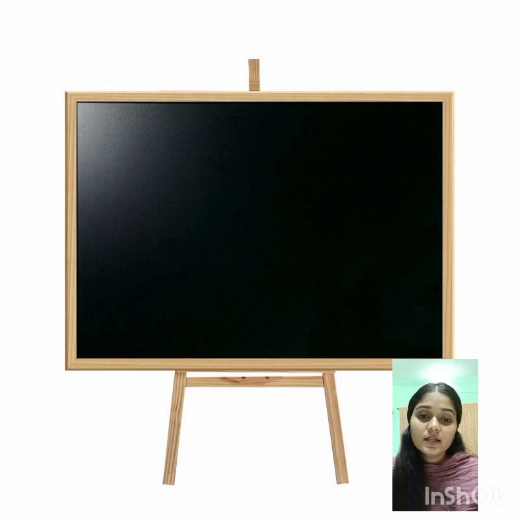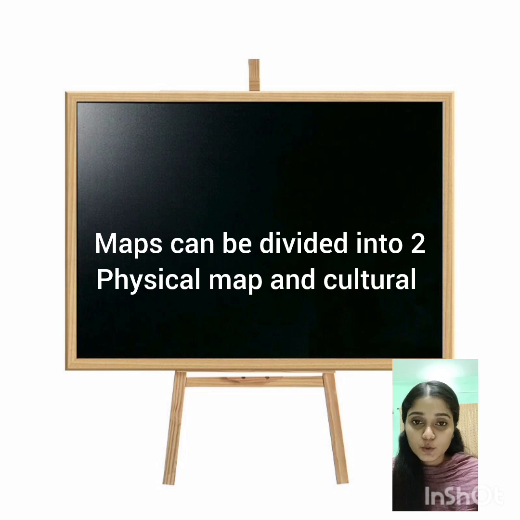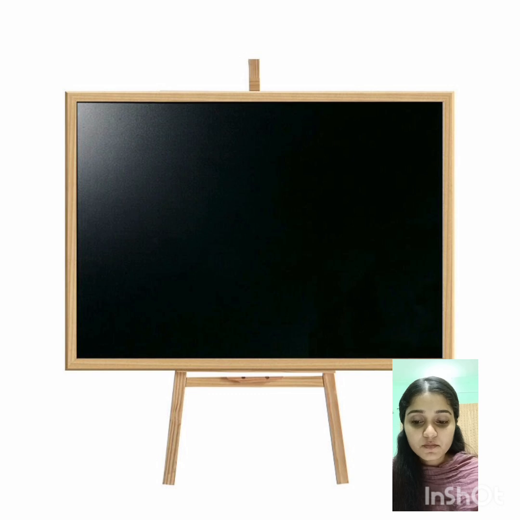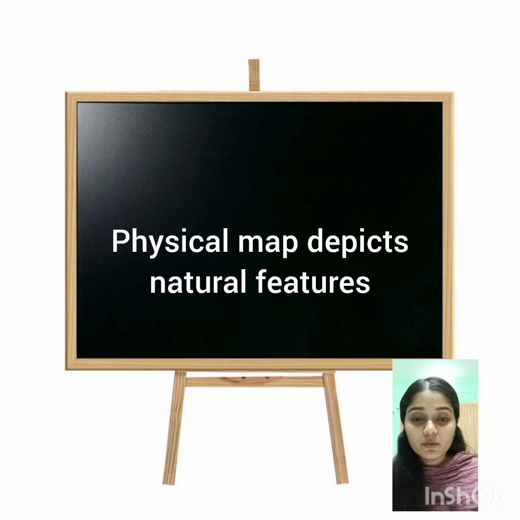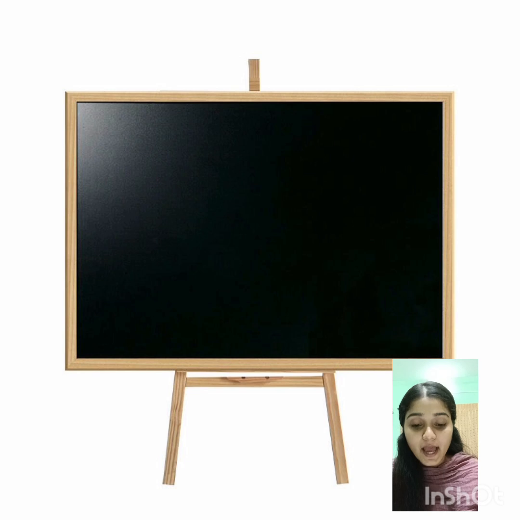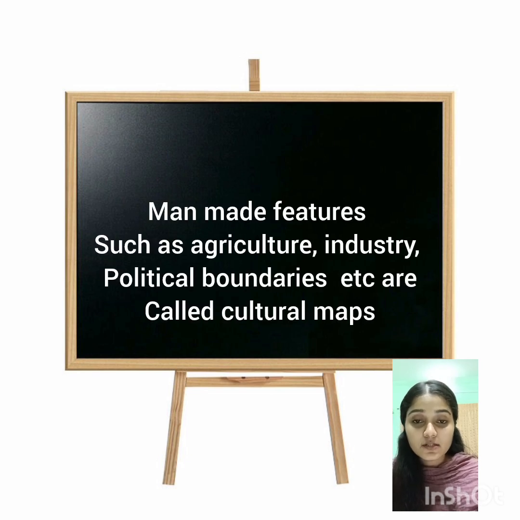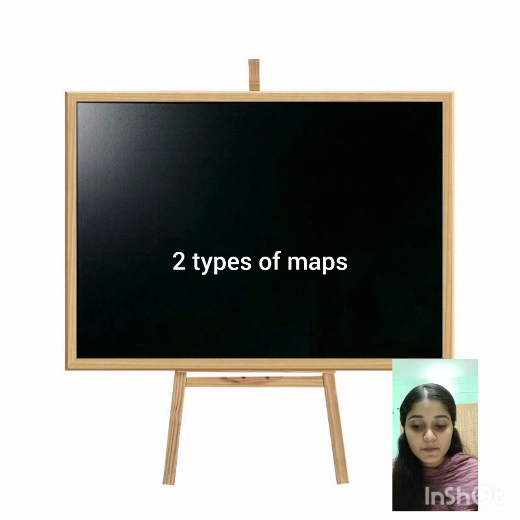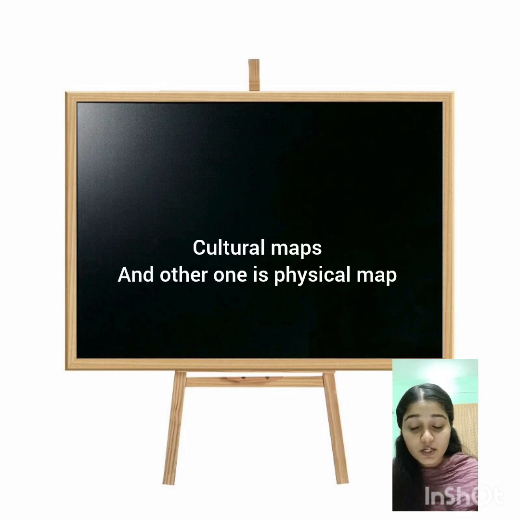So basically, maps can be divided into two, mainly physical map and cultural map. The physical map always depicts natural features such as physiography, climate, and so on. On the other hand, the man-made features such as agriculture, industry, political boundaries, etc., are called cultural maps. So, there are two types of maps. The first one is cultural map, and the other one is physical map.